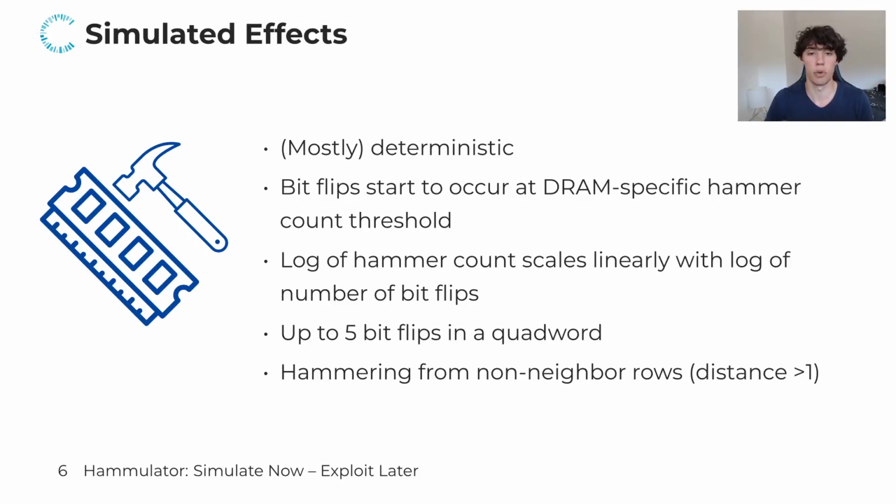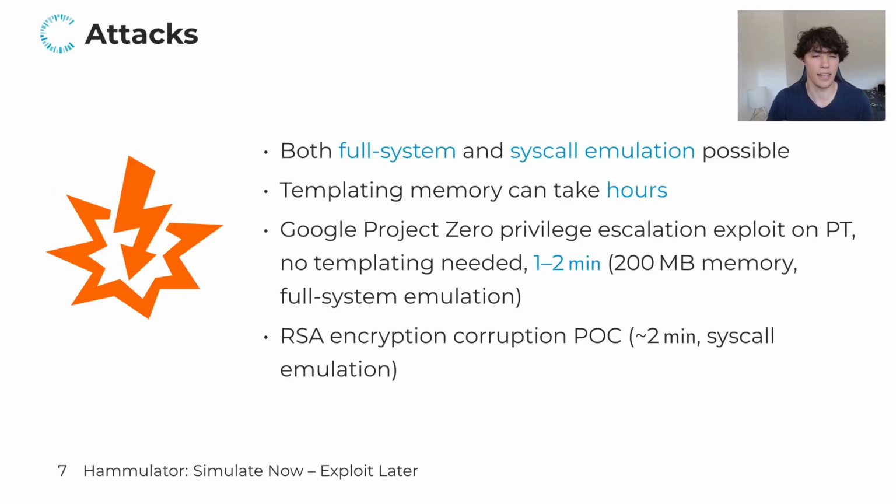And then we also support such a blast radius where you can hammer from non-neighbor rows. That is distance greater than 1, and you still flip bits in the victim row. But all this is changeable, parameterizable as you want. Okay, let's discuss the attacks we present in our paper.